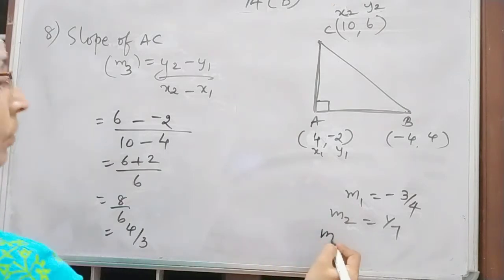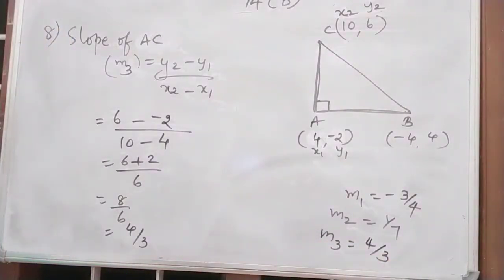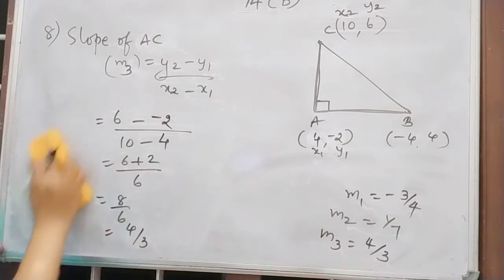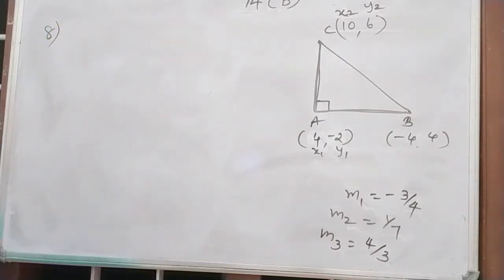So slope m3 is 4 by 3. Look at m1, m2, m3. Which two, if we multiply, will give us negative 1? Only then can we say that the triangle is a right angle triangle. That means negative 1 means perpendicular.